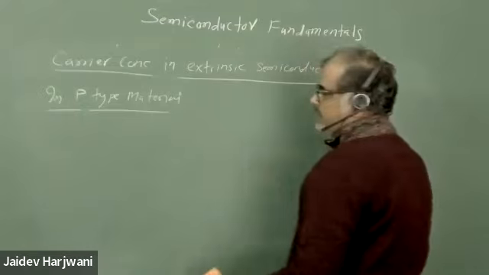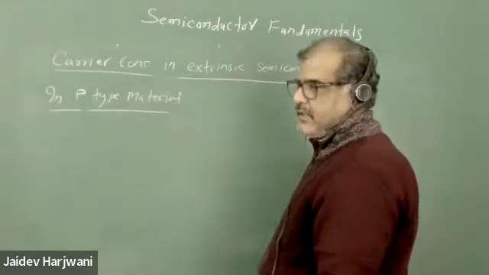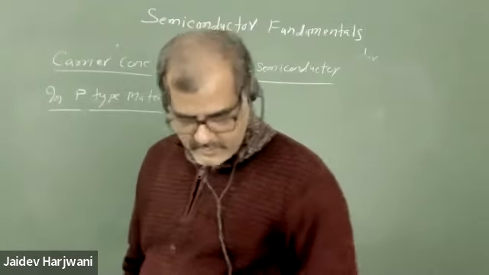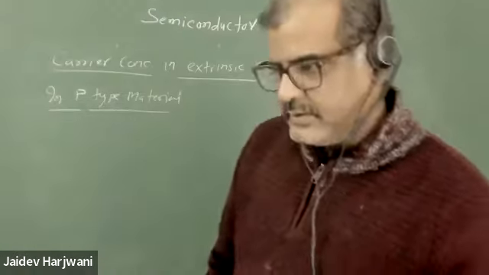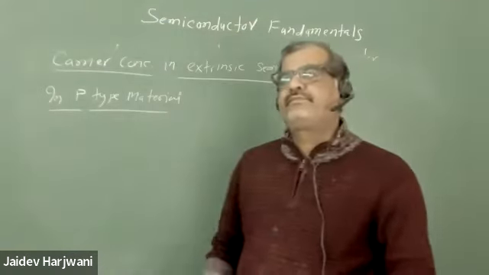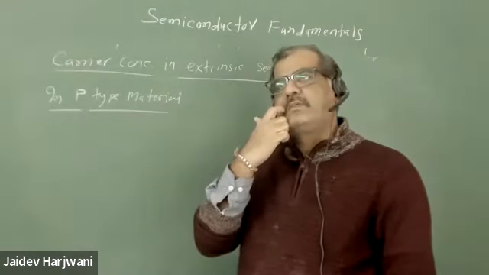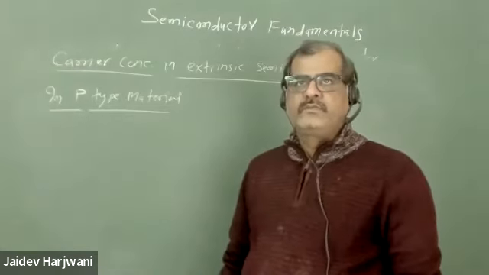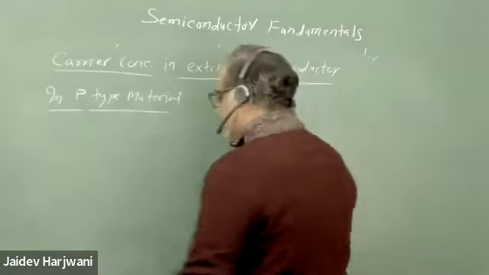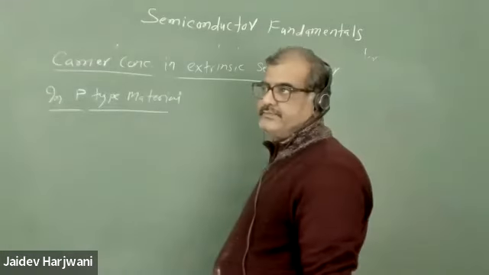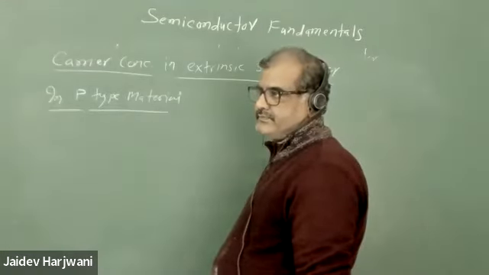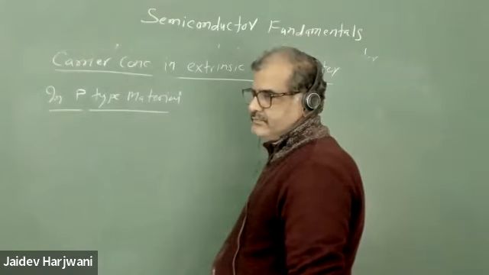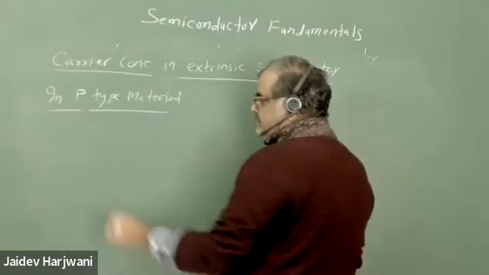Sir, I have a question. When we are taking the number of holes in the valence band, that should be the same as the intrinsic carrier concentration, because the number of electrons in the conduction band is due to the donor atoms, but the number of holes in the valence band is not due to that. That's a good question.